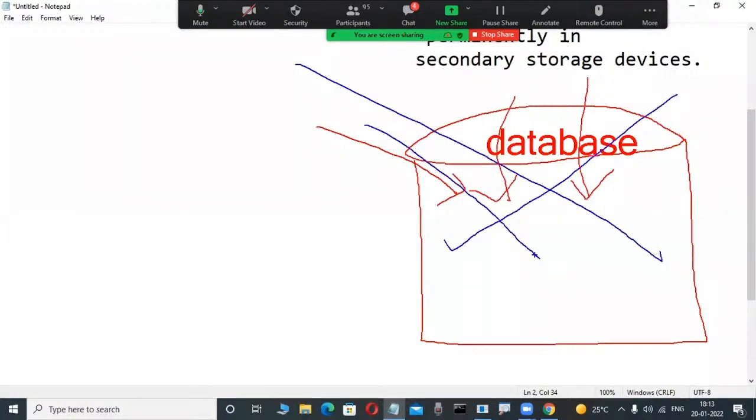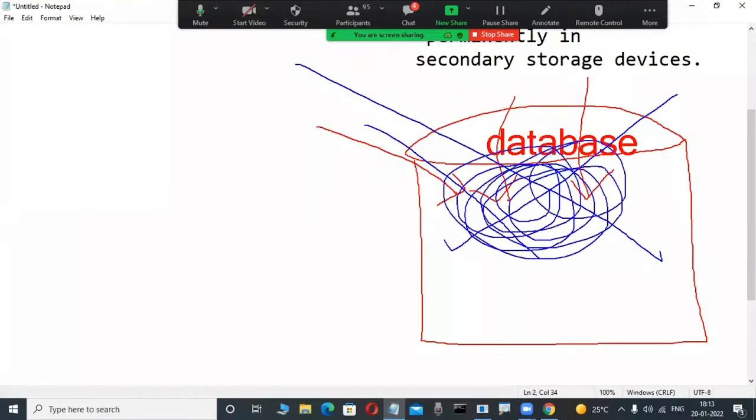Actually, Oracle, SQL Server, DB2, Sybase, Informix, Ingres, and Teradata do not store a random collection of data. These databases only store a structured collection of data. That is important.